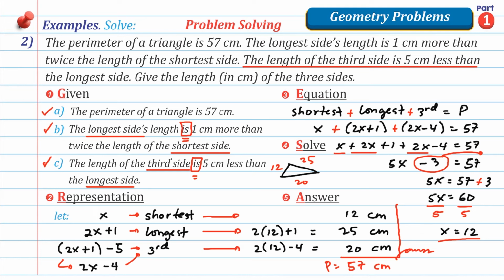Second given, the longest side's length is 1 centimeter. So the longest side is 25. Is it 1 centimeter more than twice 12? Yes, it is. Finally, the last given, the third side is 5 centimeters less than the longest side. Is this 20? 5 centimeters less than 25? Yes. Therefore, everything is checked. Our answer must be correct.